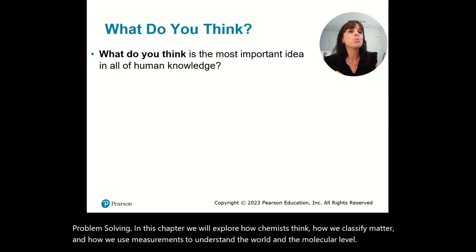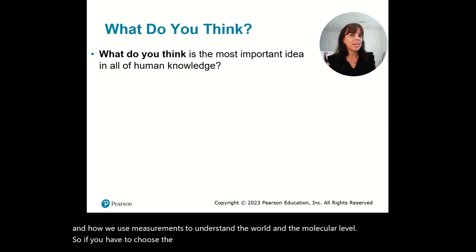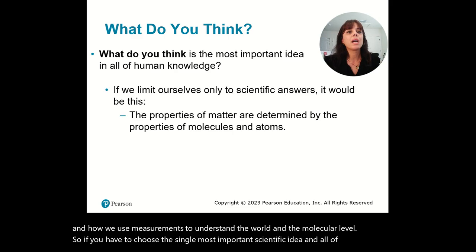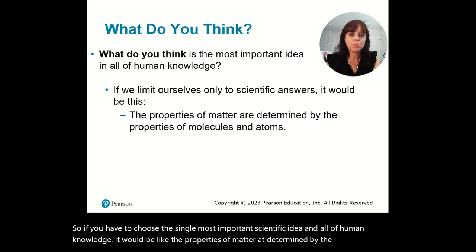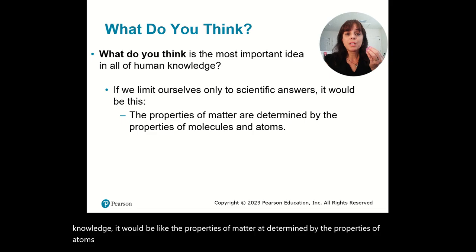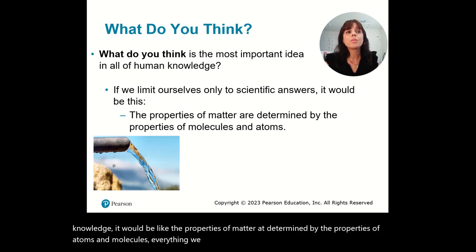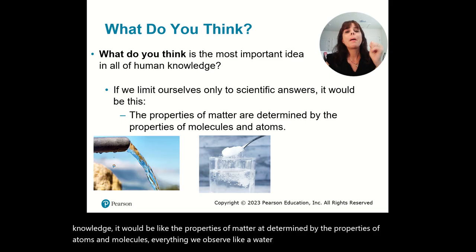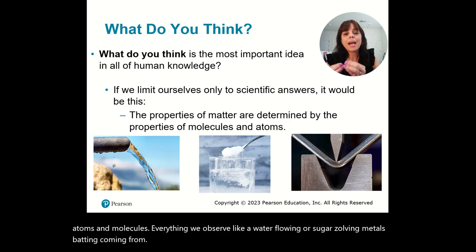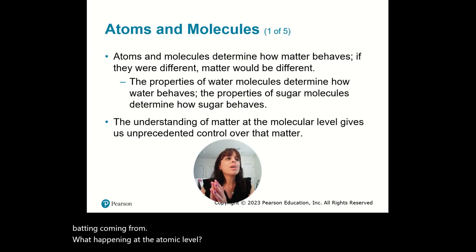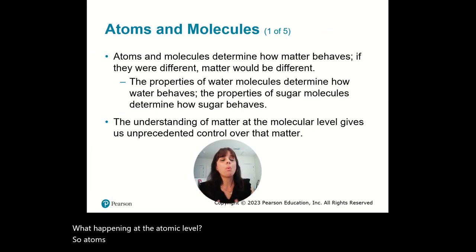So, if you have to choose the single most important scientific idea in all of human knowledge, it would be this: the properties of matter are determined by the properties of atoms and molecules. Everything we observe, like water flowing, sugar dissolving, or metals bending, comes from what is happening at the atomic level. So atoms and molecules determine how matter behaves. If they were different, it would behave differently.